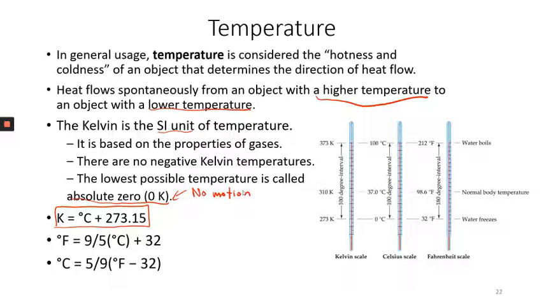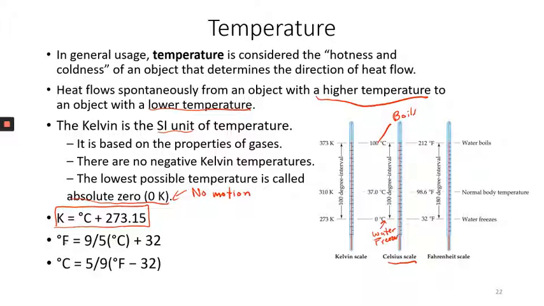Now for Celsius and Fahrenheit, you can have negative temperatures. In Celsius, which is the middle scale here, water freezes at 0 and it boils at 100. In Fahrenheit, it freezes at 32 and boils at 212. Okay, and here are your equations to convert.